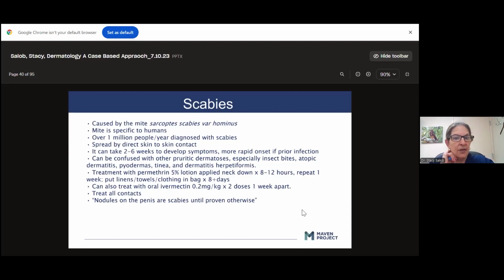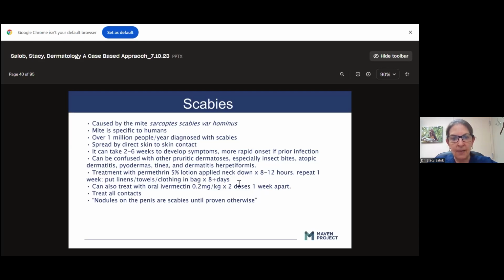It's spread by direct skin to skin contact. If you're a friendly and outgoing clinician and you shake somebody's hand, it can take up to a month or even 6 weeks for you to start to be itchy. The differential with this is other things that can be very itchy, such as insect bites, eczema, and a condition called dermatitis herpetiformis, which is super itchy and associated with celiac disease.